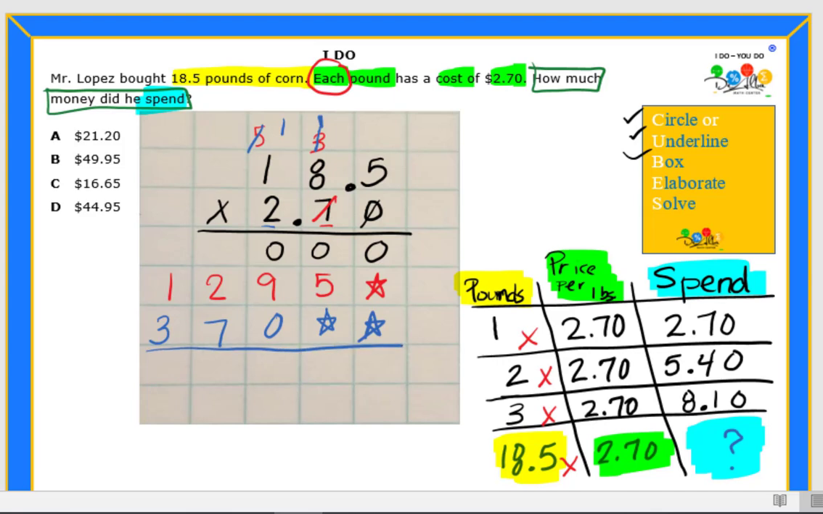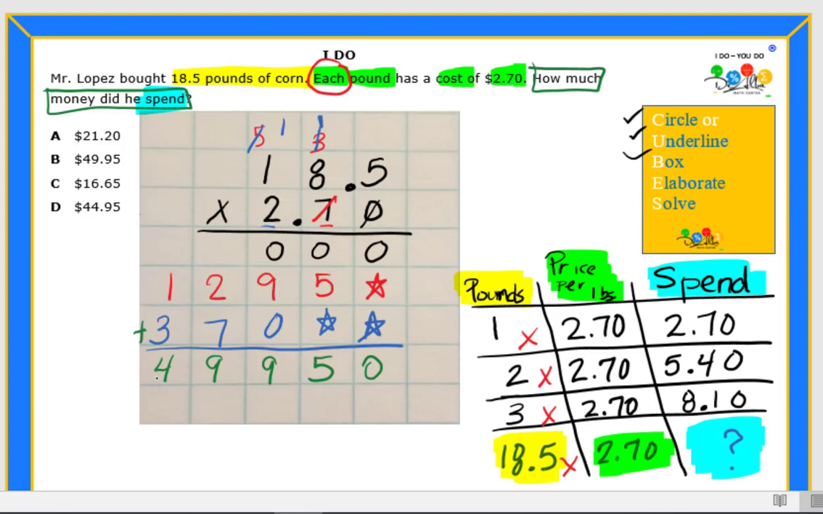And now we can get our answer. So we're adding everything together. 0 plus 5 is 5. 0 plus 9 and 0 more is 9. 2 plus 7 is 9. And 1 plus 3 is 4.